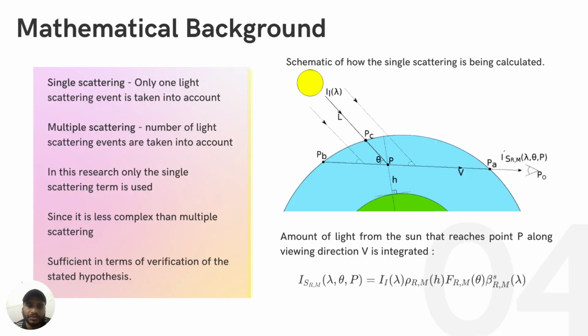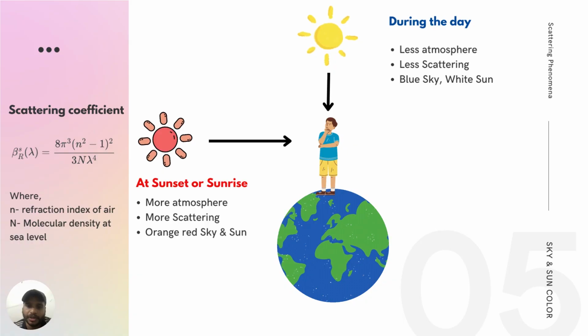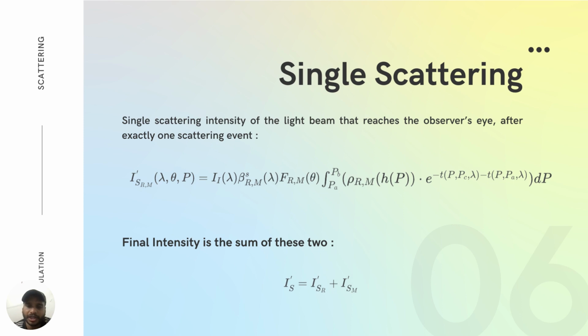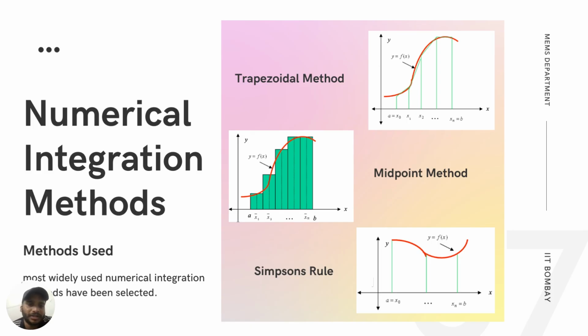So we can see in the graph, it is coming from P to PC and P to PA, right? That is the transmission, how light is transmitted. And the final intensity, the total intensity, is the Rayleigh scattering plus the Mie scattering. So that will be the total scattering. Now let's come to how we are finding that, what methods we are using. These are the widely used numerical integration methods.